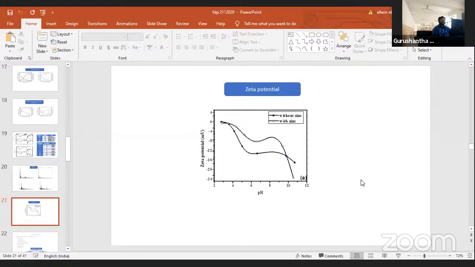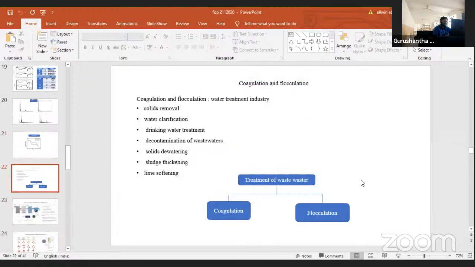Okay, so with this, I come to a conclusion that whenever we are talking about a biomaterial, it should not be toxic to the environment. Also, the physicochemical parameters we have to consider for the development of a particular biomaterial, like pH, surface charge, and particle size, play a big role, and the surface charge plays a big role in the removal from wastewater.